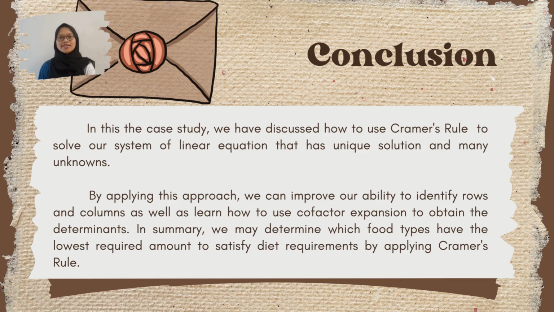Conclusion. In this case study, we have discussed how to use Cramer's rule to solve a system of linear equations that has a unique solution and many unknowns. By applying this approach, we can improve our ability to identify rows and columns as well as learn how to use cofactor expansion to obtain the determinants. In summary, we may determine which food type has the lowest required amount to satisfy diet requirements by applying Cramer's rule.